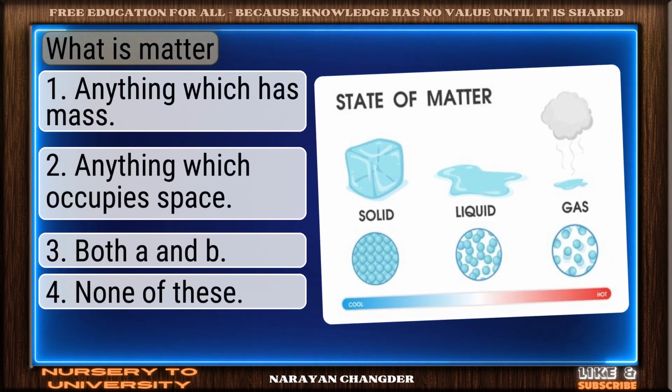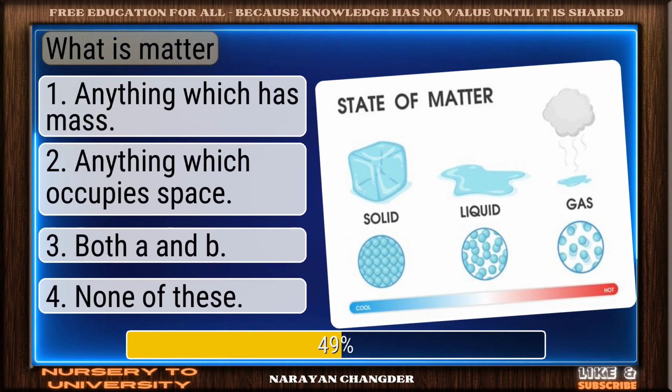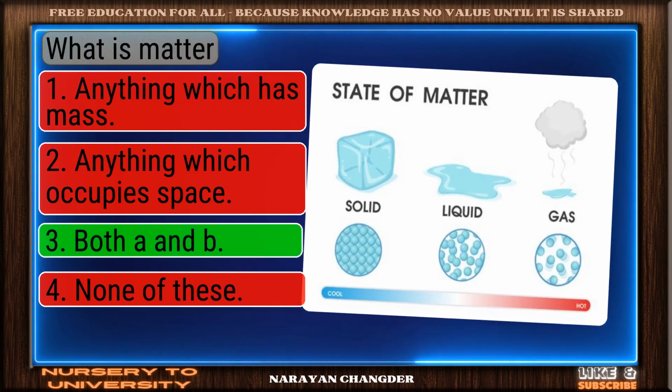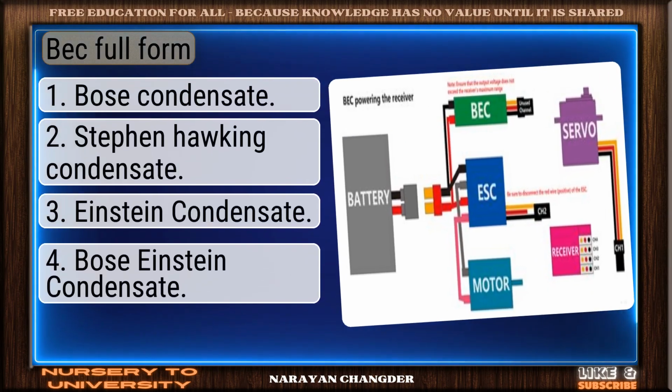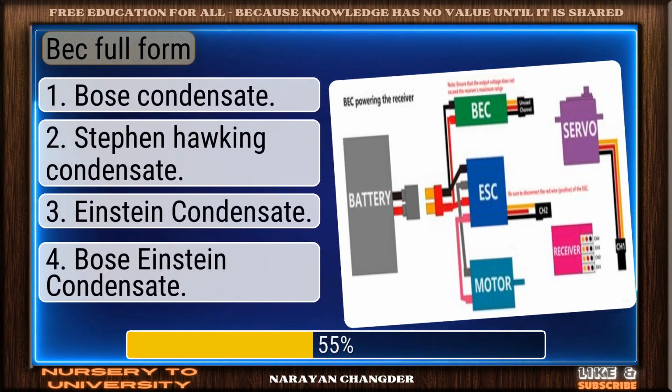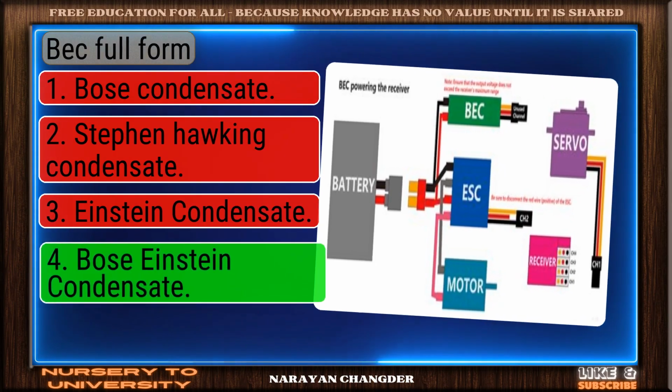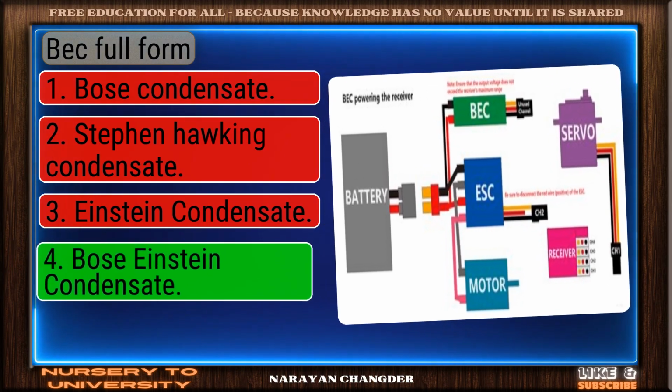Question number 105, what is matter? On track. Both A and B is the correct answer. Question number 106. BEC full form. Smart move. Bose-Einstein condensate is an accurate answer.